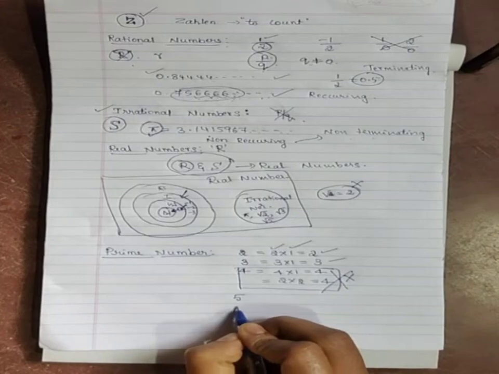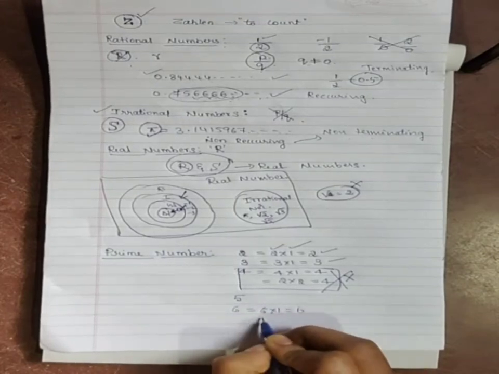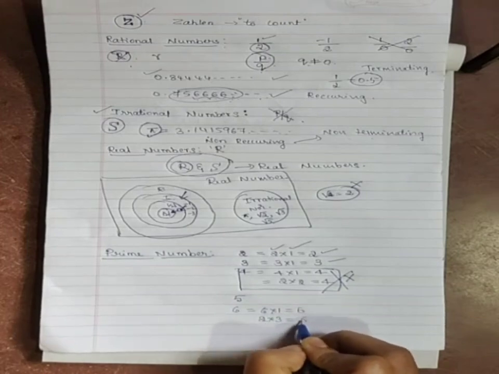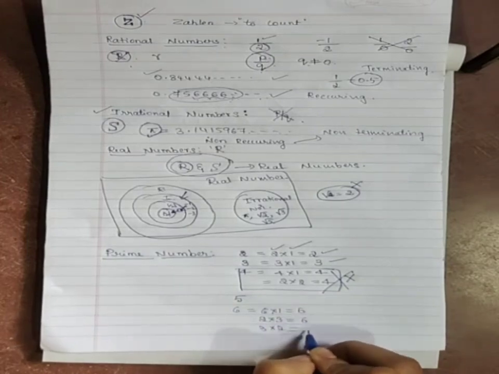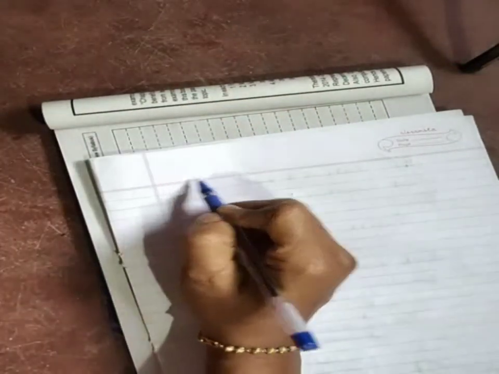Next number is 5. 6 cannot be prime. Why? Because 6 ones are 6, 2 into 3 is 6, 3 into 2 is 6. This is not possible. So, I think you understood about prime numbers.